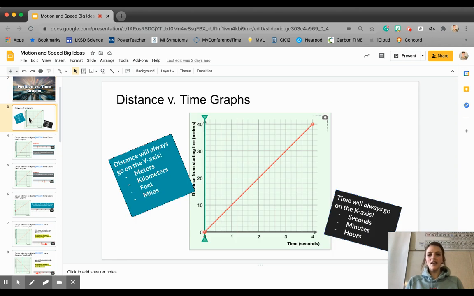On slide number 3, a couple things to remember with distance versus time graphs. Time is always and forever going to be on the x-axis. You will see units such as seconds, minutes, or hours on that axis. On the y-axis, the axis that goes up and down, distance will always and forever be there. You might see units like meters or kilometers if we're using the metric system. If we aren't, you might see units like feet or miles, all right?